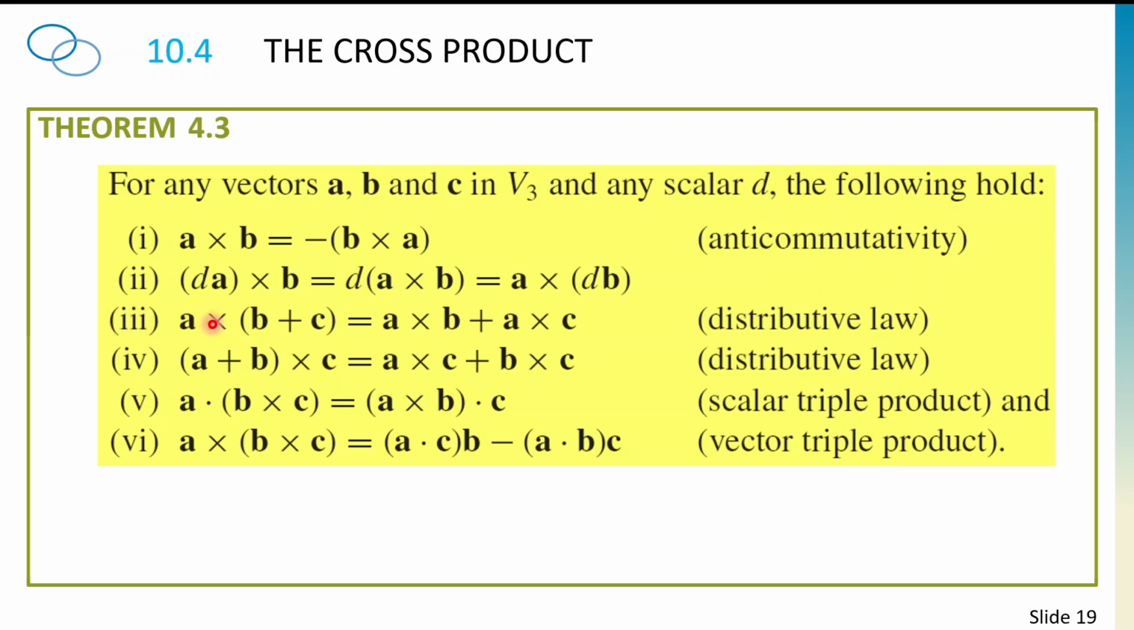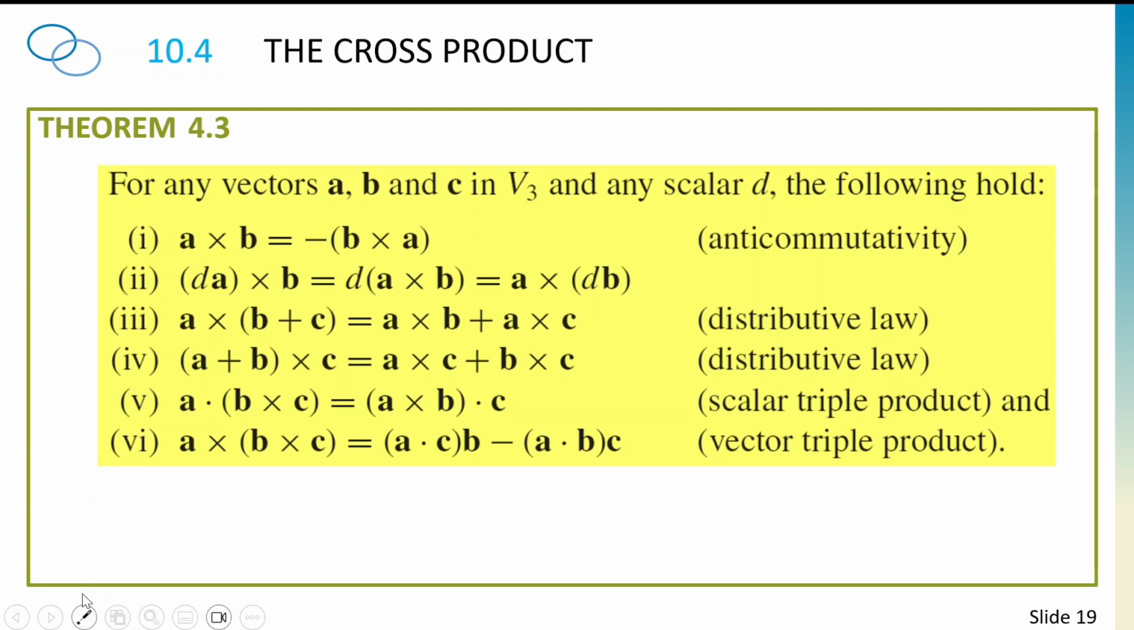The third one is the distributive property. If I have A cross (B plus C), this is basically equal to A cross B plus A cross C. You just distribute it. Same thing from the right side.